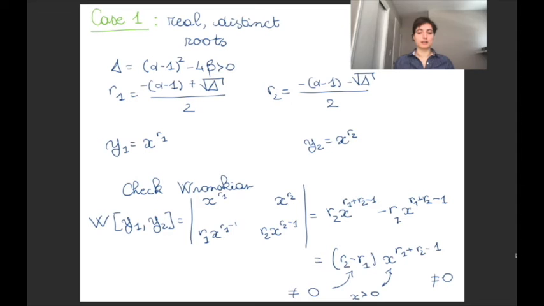Remembering that R1 and R2 are different and that we're assuming x is positive, we do find the Wronskian is different than 0. So x to the power R1 and x to the power R2, with R1 and R2 different, are a fundamental set of solutions. They're linearly independent from each other.